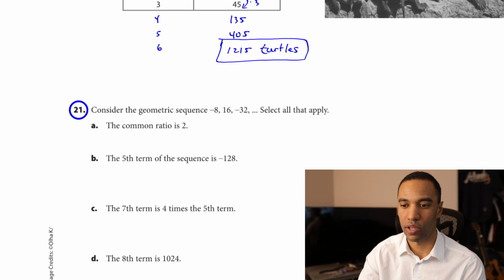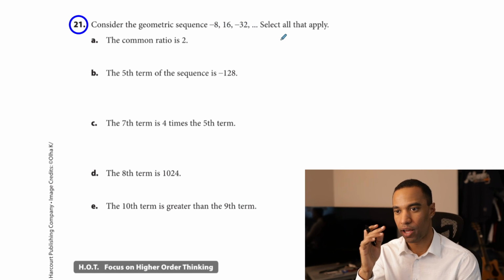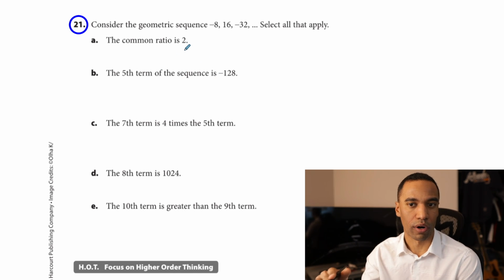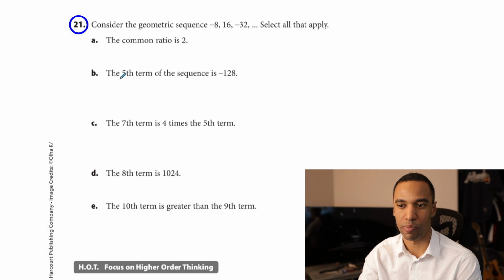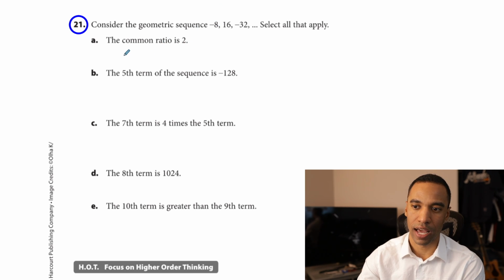All right, number 21. This is the last one here. Consider the geometric sequence -8, 16, -32. Select all that apply. The common ratio is 2. So it's basically, is this true or false? Is A true or false? Is B true or false? So the common ratio is 2. Well, there's something along those lines there.